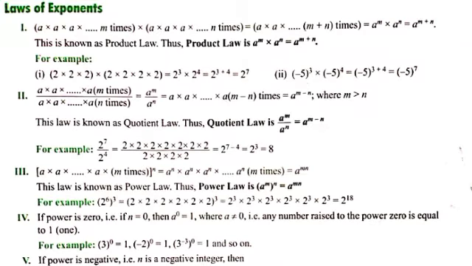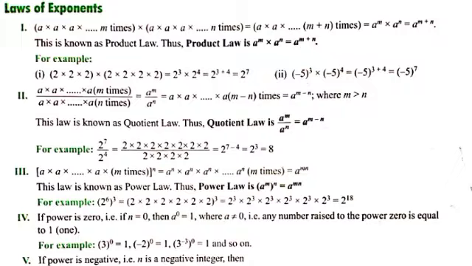Laws of exponents. Laws are like formulas to do exponential expressions or sums. First law: a into a into a m times into a into a n times is equal to a into a, n plus m times, which is equal to a power m into a power n is equal to a power m plus n. This is known as the product law. Thus, the product law is a power m into a power n is equal to a power m plus n.